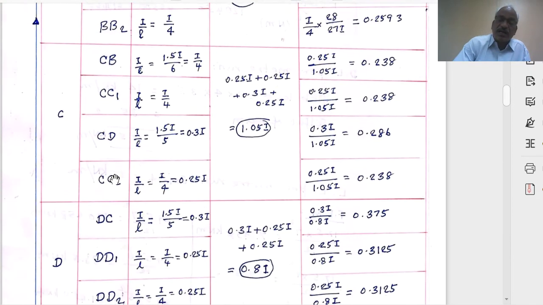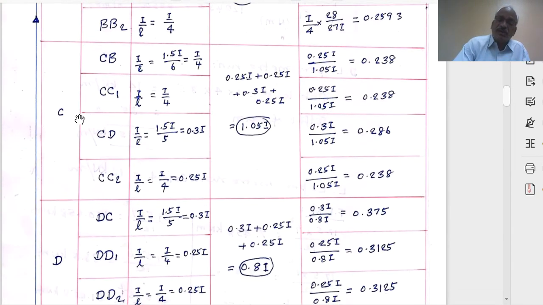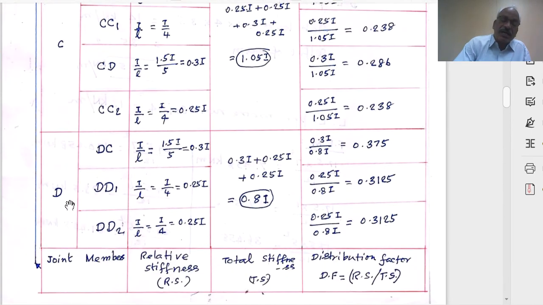Similarly, at C also there are 4 members. On the same lines, we find the distribution factors. Similarly, at D, we have 3 members, and for all the 3 members we find the distribution factor. Because for AB the span is 7 meters, for BC the span is 6 meters, for CD the span is 5 meters, the values will be different.